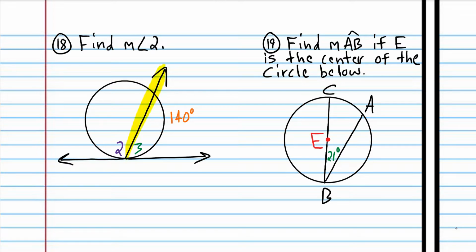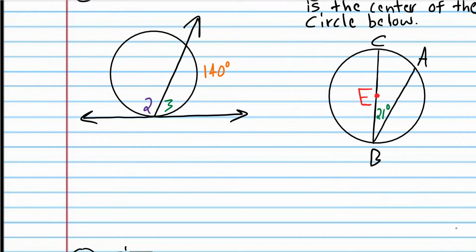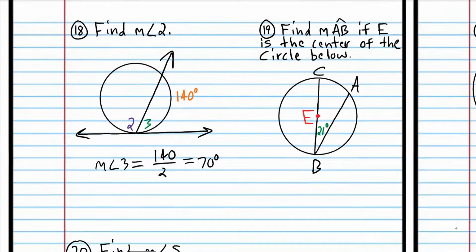So we have a secant and a tangent, and that theorem tells us that the measure of this angle here is half the measure of this arc. So it's kind of obvious. So the measure of angle 3 is equal to 140 over 2, which is equal to 70 degrees.